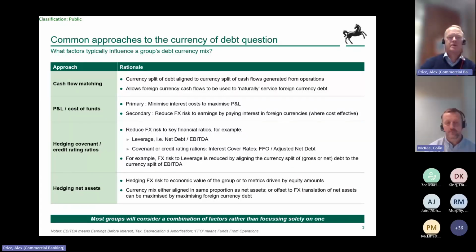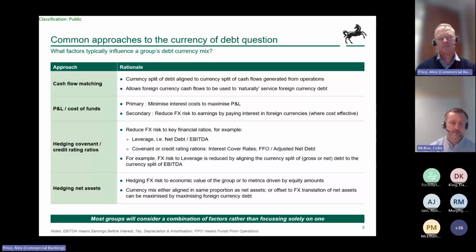So just running through them quickly. So cash flow matching, first of all, what's the rationale of this? Well, maybe it's fairly self-explanatory when you think about it. It's saying that as a group that is active internationally, I will generate cash flows in a number of different currencies. So therefore, in order to enable me to naturally service my debt, a sensible approach might be to split my debt in line with the currency mix of those cash flows, so that I can use my euro income or my euro dividends coming up from my euro subsidiary, for example, to service euro debt without having to go and purchase foreign currencies each time I need to make an interest payment. So that's the first one.